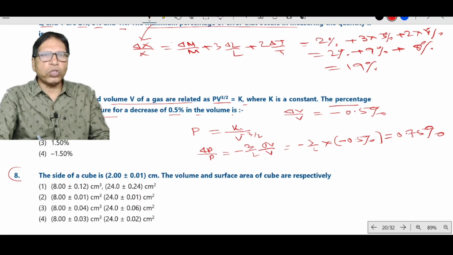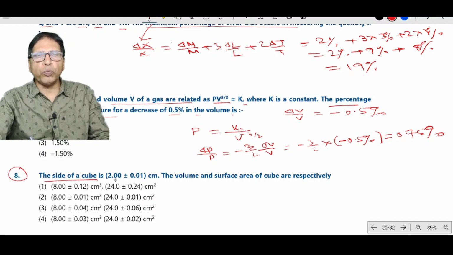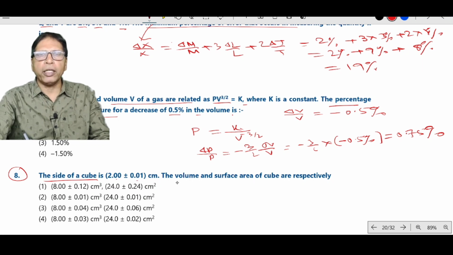Look at this. Option 2 is correct. Now look at this question number 8. The side of a cube is 2.00 plus minus 0.01 meter. The volume and surface area of the cube are respectively. Look at this. Here volume V becomes, this is the side of the cube, so this is L cube. So L cube means this is 8. So this is 8.00.